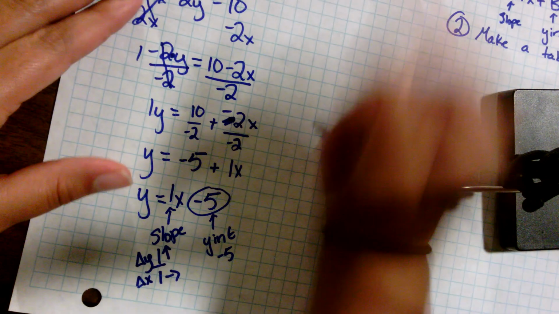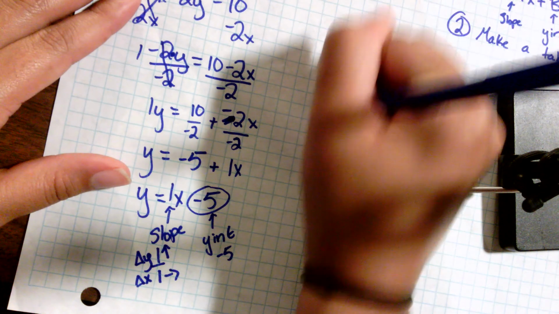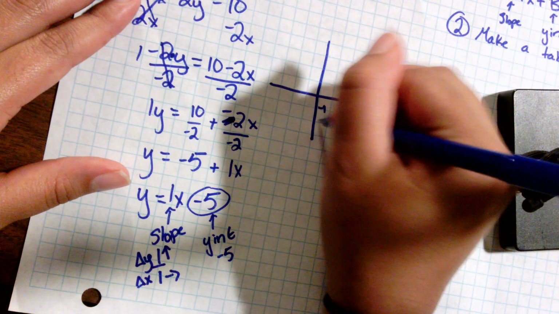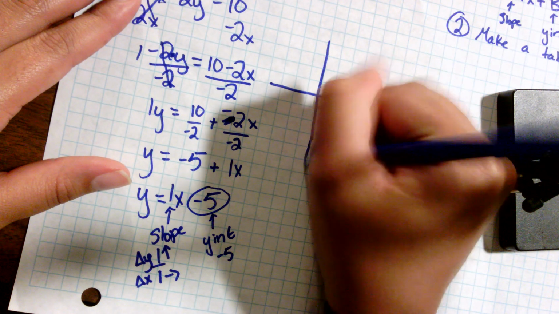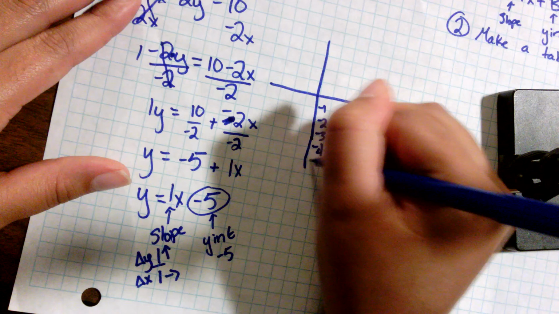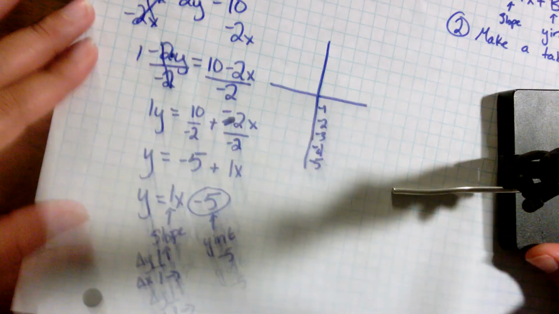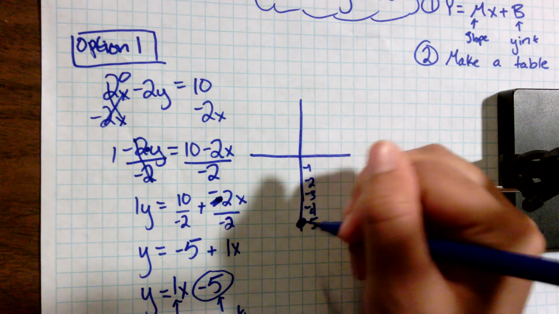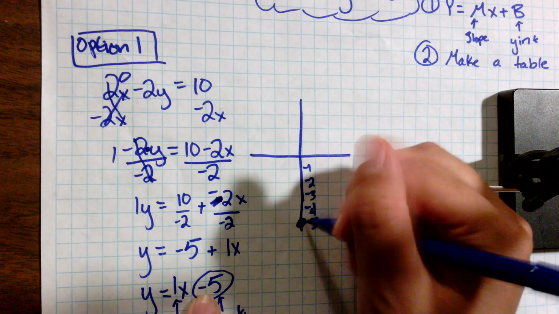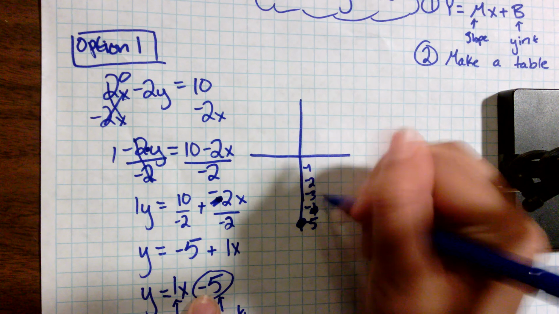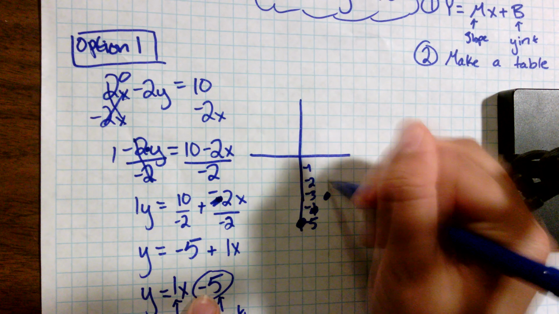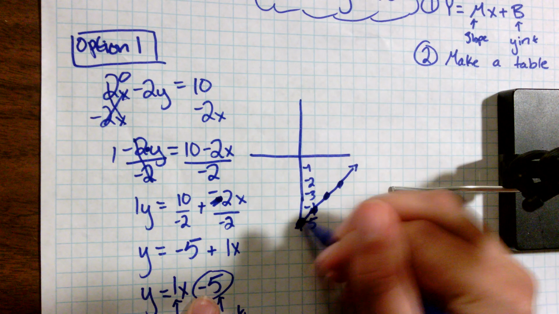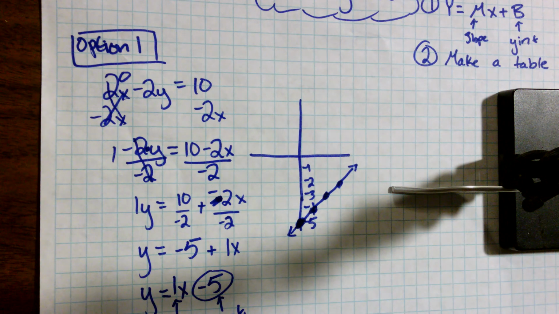So that's what I'm going to do. Over here I have a graph. I'm going to go down, negative 1, negative 2, negative 3, negative 4, negative 5. Oh, sorry about that, guys. And my y-intercept's here. You always graph your y-intercept first, and then I'm going to use that slope to go up 1 and right 1, up 1 and right 1, up 1 and right 1 as many times as I feel is appropriate, and draw my line. All right, that is option 1.